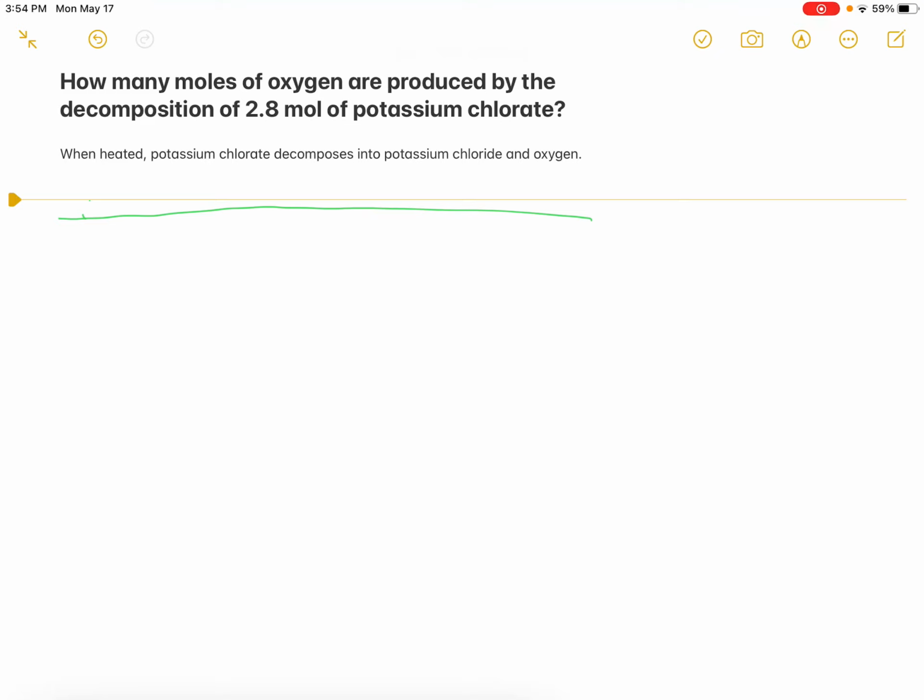So potassium chlorate is our reactant, and we know from our first unit together, potassium is K and the chlorate polyatomic ion is ClO3. So that is our reactant. And then it decomposes into potassium chloride and oxygen. We know that potassium chloride is KCl, and we know that oxygen is O2. We know that about oxygen because oxygen is one of the diatomic elements.